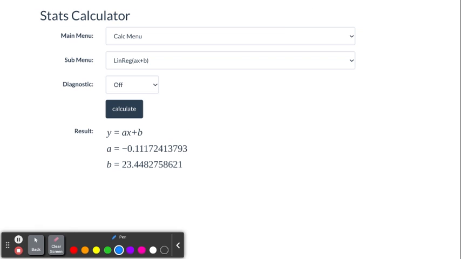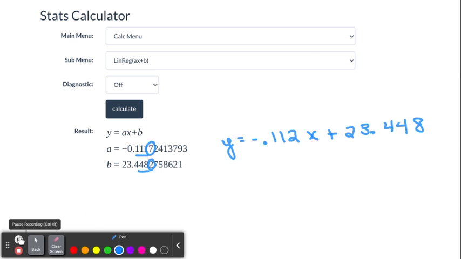The decimals are huge. They want us to round to the nearest thousandth. That's 3 decimal places. So we have this and then this. I'm going to start with y equals negative 0.112. Now to round, you've got to look one space over. It's 5 or bigger, so that rounds up to 2. x plus 23.448. Now we look one space over, it's less than 5, so the 8 stays the same. So I'm going to write this on our paper, and I'll meet you right back.